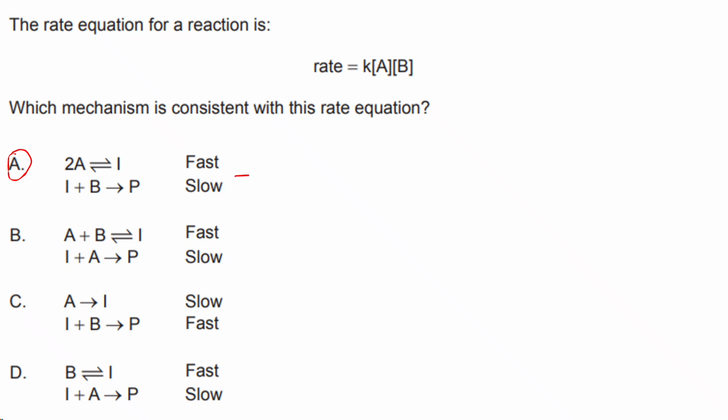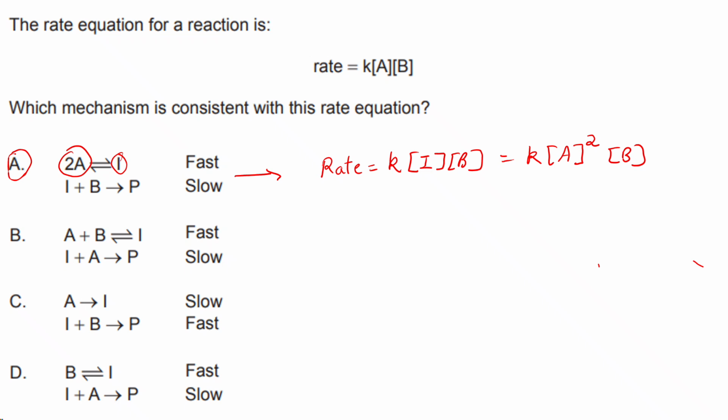So for this particular mechanism, the rate equation initially becomes K times I times B, but we know that intermediates don't appear in the rate equation. So this I was in turn made up of two entities of A. So this becomes K times molar concentration of A raised to the power 2 times B, which is not the one that is being provided. So this particular mechanism is rejected.